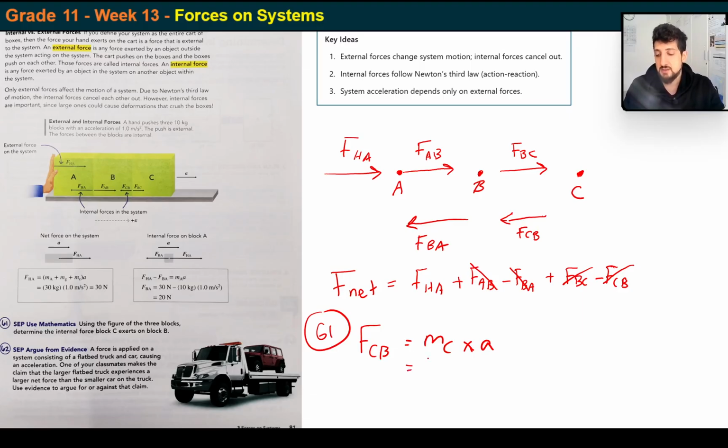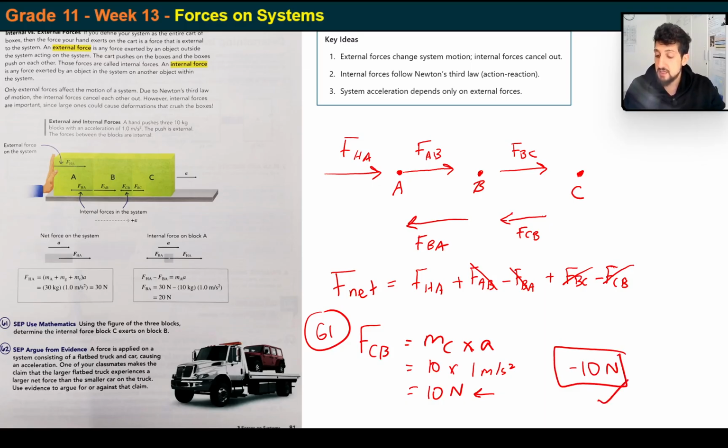So it's going to be whatever that box is, 10 kilograms multiplied by the acceleration, which I believe they've given to us, which is 1 meter per second squared. And so it's going to be 10 newtons. But just be careful with the signage. So it's going to be 10 newtons to the left, or if you prefer, it is negative 10 newtons. That is going to be the answer.